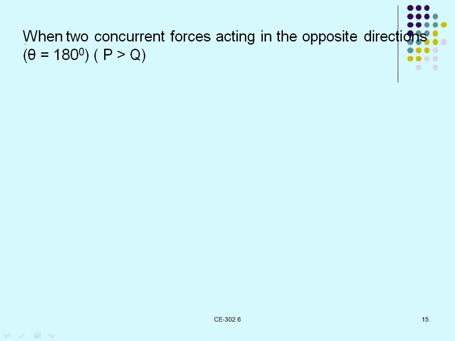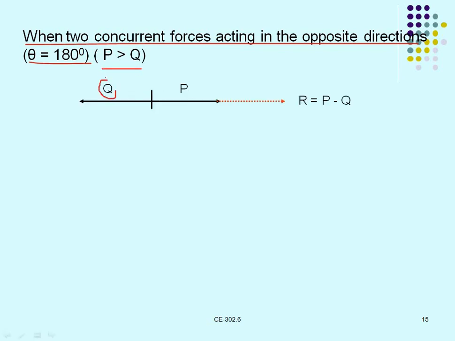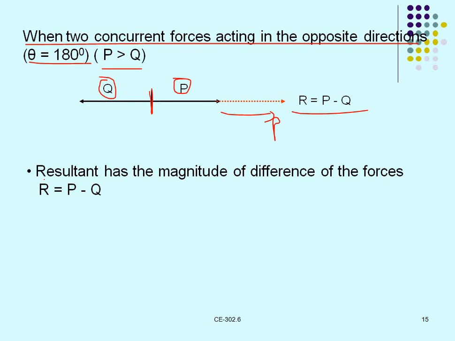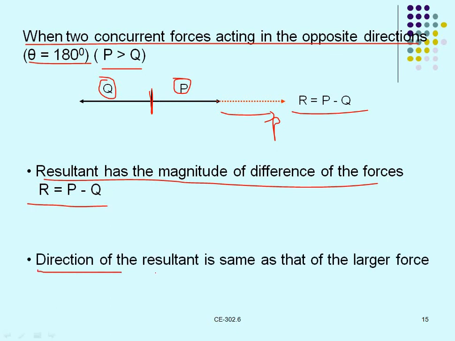When two concurrent forces act in opposite directions, theta is equal to 180 degrees, and P is greater than Q. Here Q is in the left direction and P is in the right direction. The resultant R is equal to P minus Q, so you get the direction of P. The resultant has the magnitude of the difference of the forces, that is R is equal to P minus Q. The direction of the resultant is the same as that of the larger force.